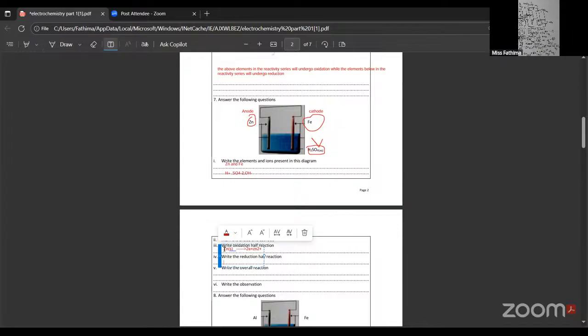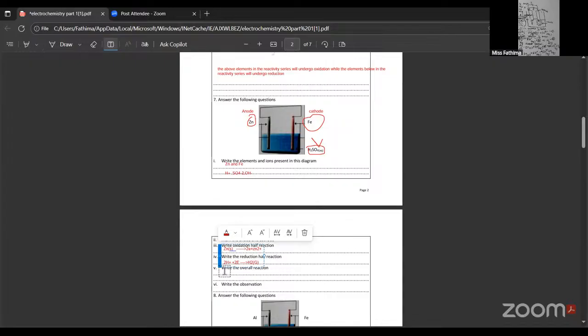Then you have the reduction half reaction. Reduction is undergone by the element hydrogen. Right? Then H plus is there. H plus will accept how many? H plus will accept 2 electrons. Before that, if I wanted to write in detail, 2 H plus will attract 2 electrons and they will form H2 gas. Right? Which is the reduction half reaction.